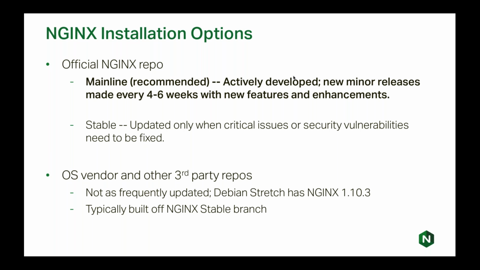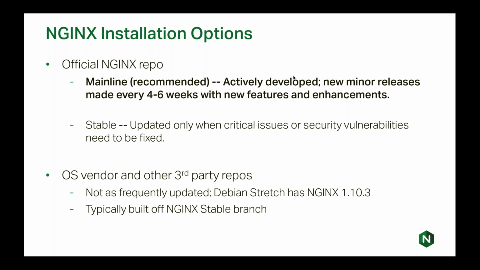NGINX, just like any other open source project, can be installed in a number of different ways. You can, of course, compile from source, but if you want to just install a pre-built binary, which is a lot easier, you have two basic options. You can install from our official repo, or you can install from the repo that is built into your operating system, so the Red Hat or Debian or Ubuntu repos.